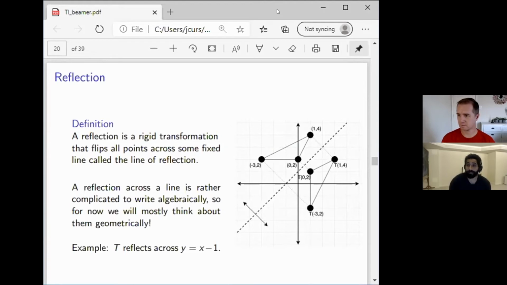And so what I have here is a triangle and the line y equals x minus 1. And we've just flipped this triangle over. This is a reflection. And again, if you can't guess yet, what are we about to do? Curtis, you have any idea what we might do? Transparency. Right now? Let's look at the transparency.